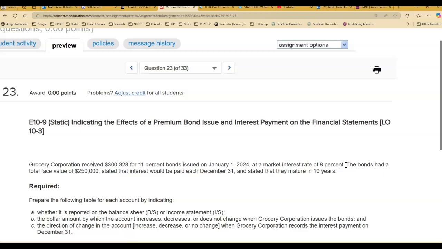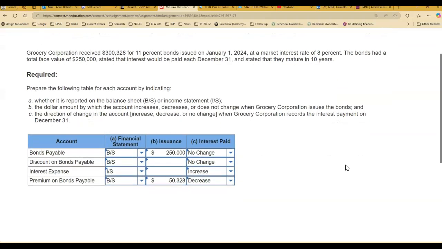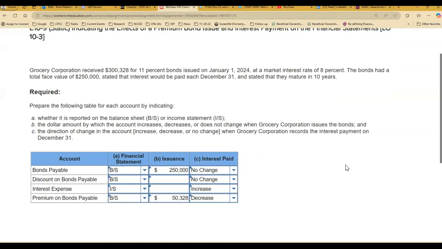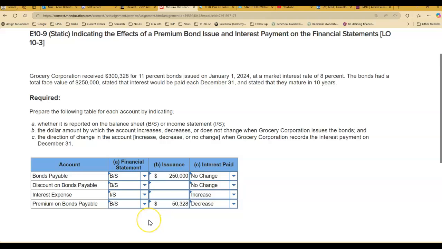All right, now let's look at this one. So let me just say again, I like practicality. That's what you're going to see on the exam. This type of question is not something you would see on the exam. But look at what's happening here. The bonds payable, right? It's sitting on the balance sheet. At its issuance, it's $250,000.